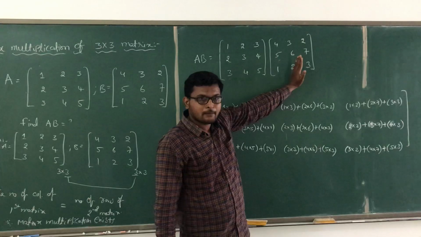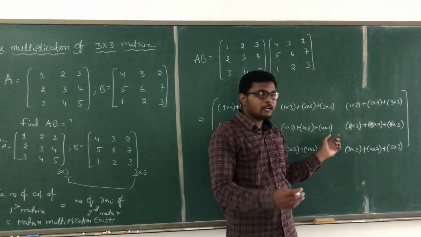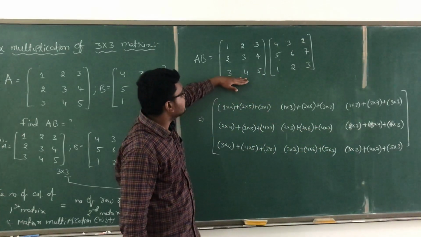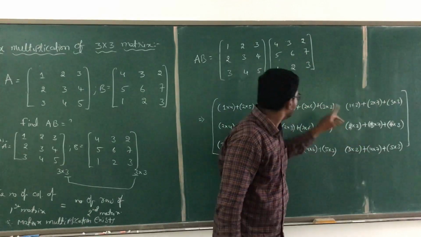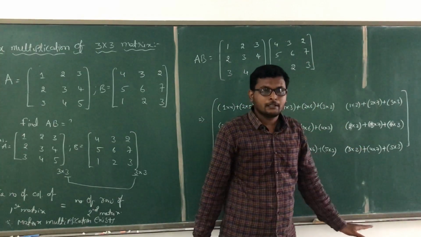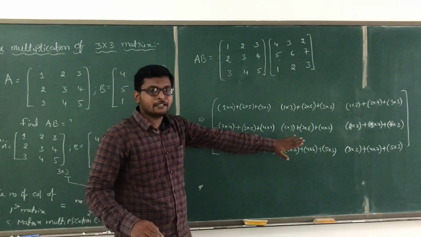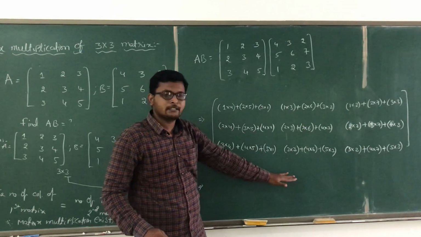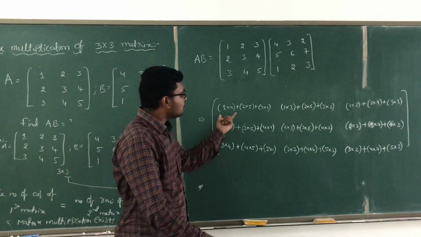Since the second column is completed, please keep some space, so that we mention that we are moving to the next column, right? Now 3 into 2 plus 4 into 7 plus 5 into 3. Is it clear? Now do the simplification. This is the important step where we are going to find the matrix multiplication. Next step is simplification.